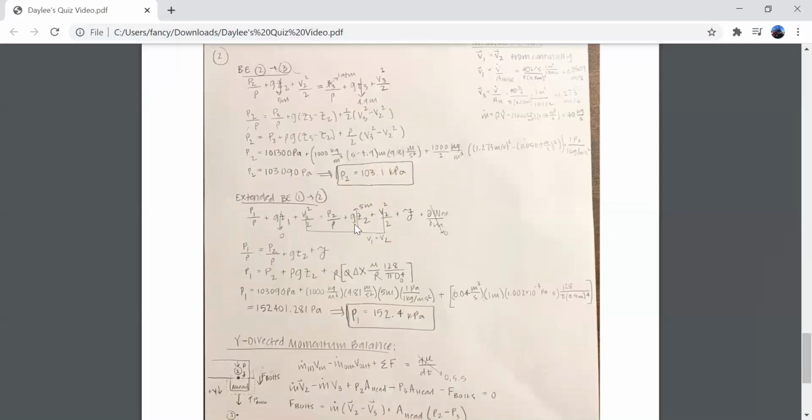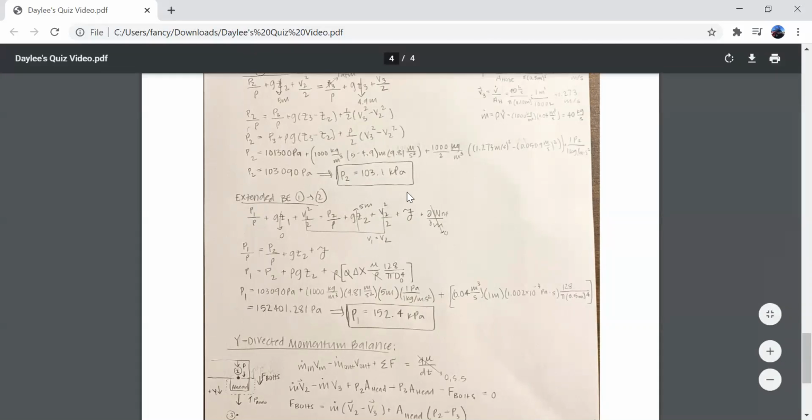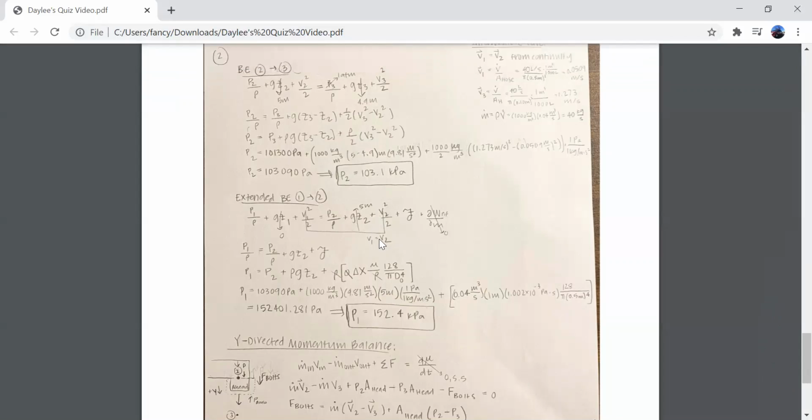But then trying to find the pressure at point 1 is a little bit more difficult because we have to account for friction. So this is the extended Bernoulli equation, accounting for the friction factor and the work. But work is 0. We do have friction. The velocities at point 1 and 2 are the same, and so they cancel out. And they're the same because the area is not changing and neither is the density. And so those are going to equal each other.